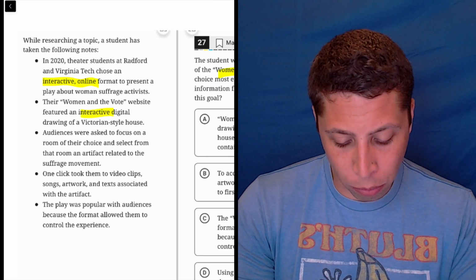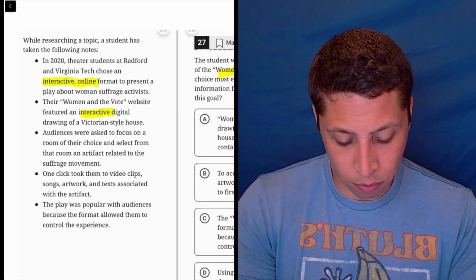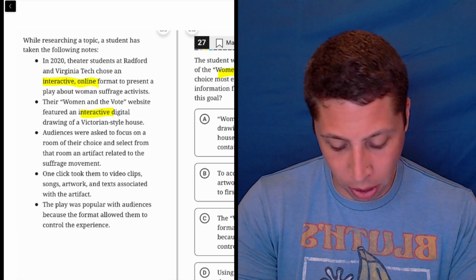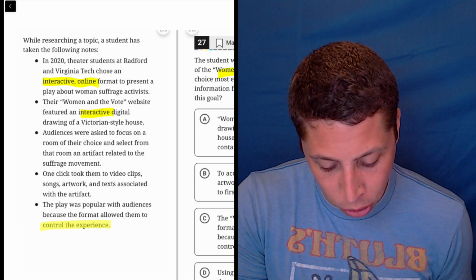Audiences were asked to focus on a room of their choice and select from that room an artifact related to the suffrage movement. One click took them to video clips, songs, artwork, and text associated with the artifact. The play was popular with the audiences because the format allowed them to control the experience.